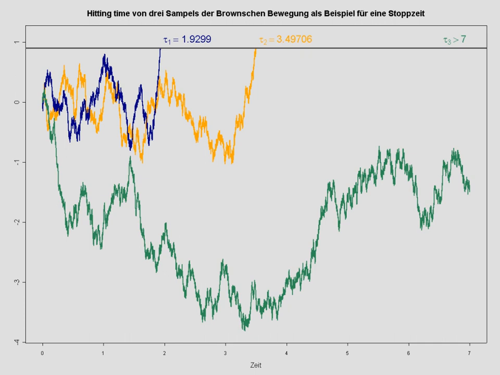The concept of a stopped martingale leads to a series of important theorems, including, for example, the optional stopping theorem, which states that, under certain conditions, the expected value of a martingale at a stopping time is equal to its initial value.